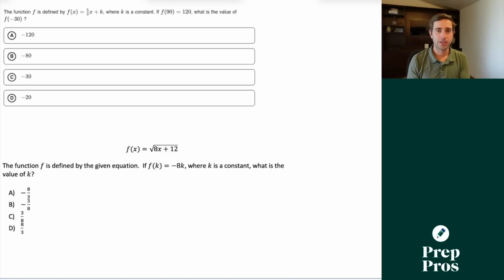Now, the next thing you're going to see is going to lead us into another really helpful Desmos hack, especially for the more challenging varieties. And this is going to be function questions with unknown values.